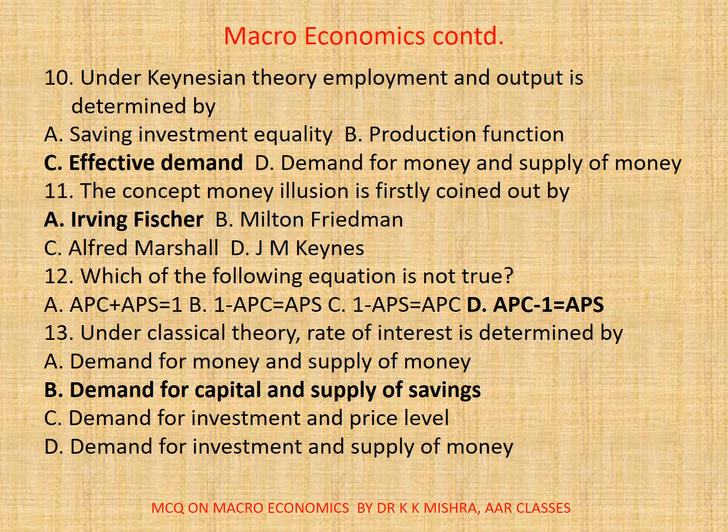13. Under classical theory, rate of interest is determined by: A. Demand for money and supply of money, B. Demand for capital and supply of savings, C. Demand for investment and price level, or D. Demand for investment and supply of money. So if you compare, you will find that the correct option is B. Demand for capital and supply of savings.